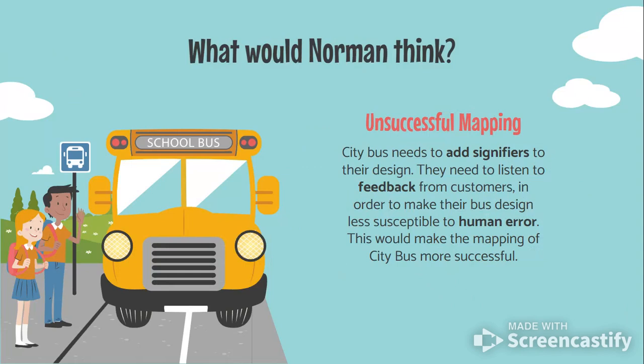Overall, Norman argues that human error is often a result of poor design, not user mistakes, and that designers should prioritize usability, simplicity, and clarity to make everyday objects more functional and frustration-free.